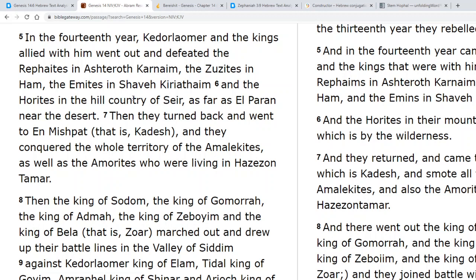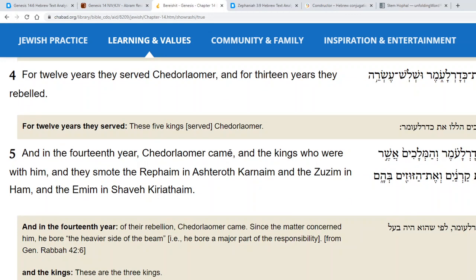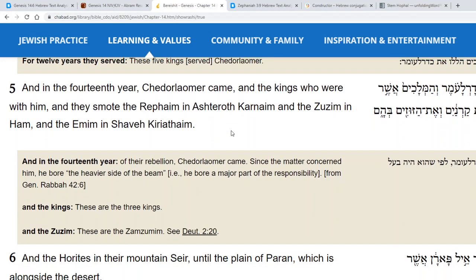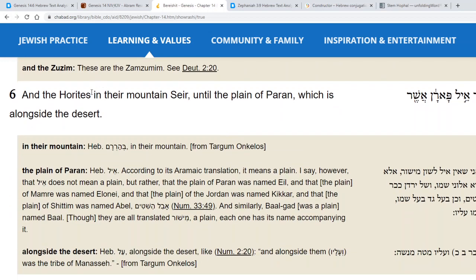So they're doing hill country because Har would be mount, and they're doing Harar, right, is a hill country. As far as El Paran, near the desert. Okay? Chabad, and the Horites in their mountain Seir, until the plain of Paran, which is alongside the desert. So I'm just gonna look at the Rashis because I'm curious.